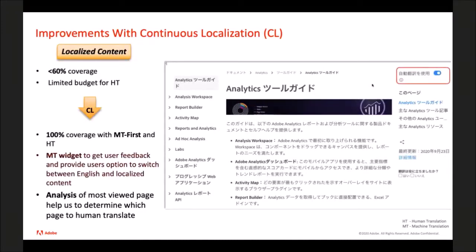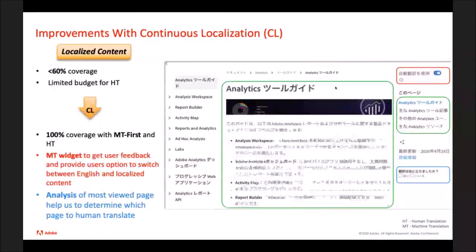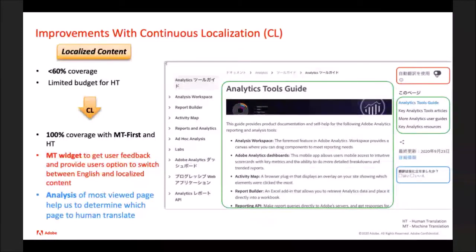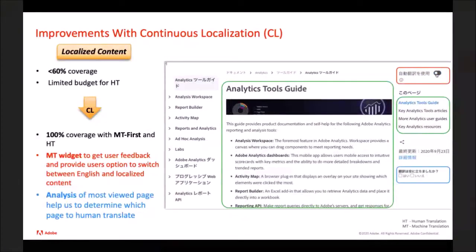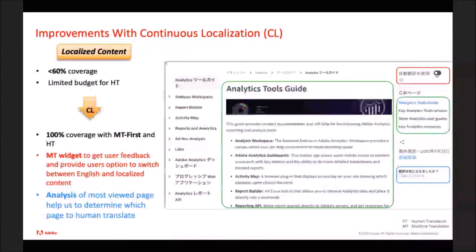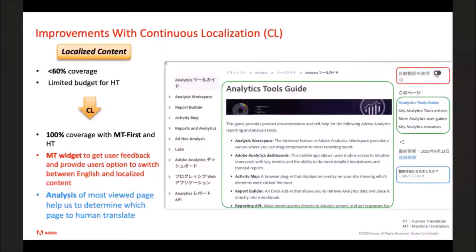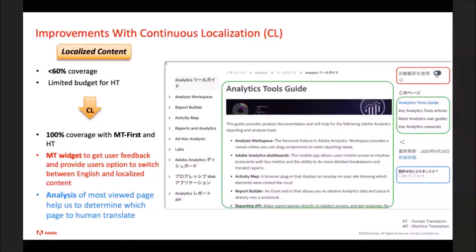The second one is the MT widget. We are using the MT widget in the red box on the right. We use that to switch between language and English. So if some users are not happy with our machine translation, they can always use this switch to switch between English and the automatically translated page. We only show this widget when the page is machine translated. When it's completely human translated, we hide that widget.